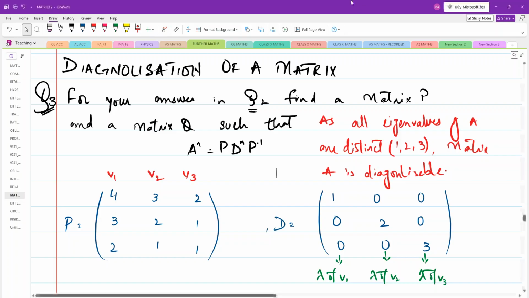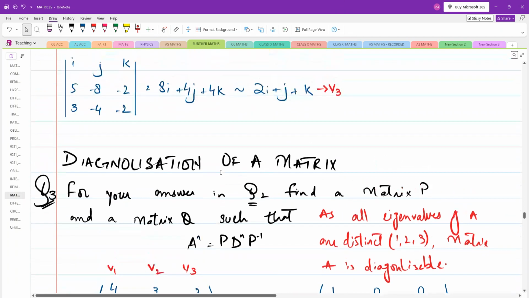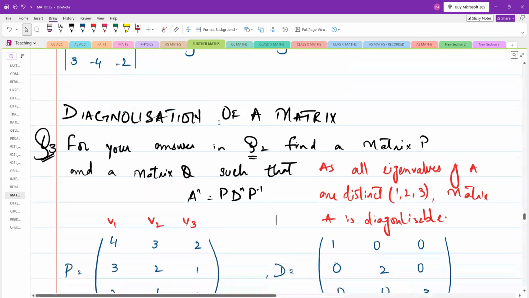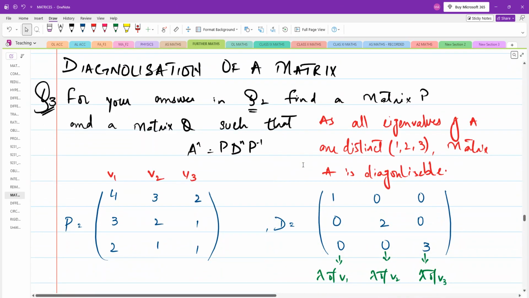How do we find a matrix? So basically this, diagonalization. What is the purpose of diagonalization? The purpose of diagonalization is to find the higher powers of the matrix A.